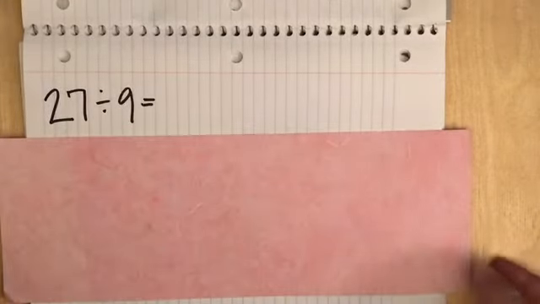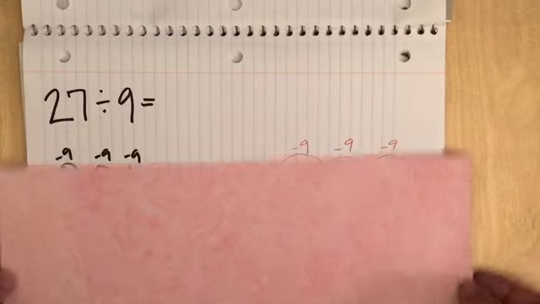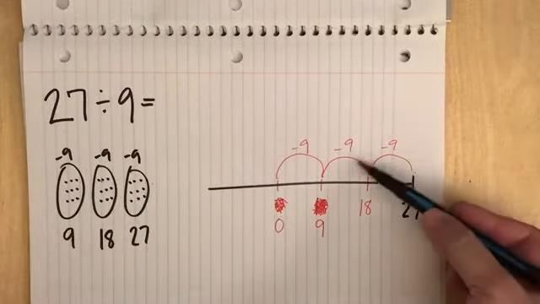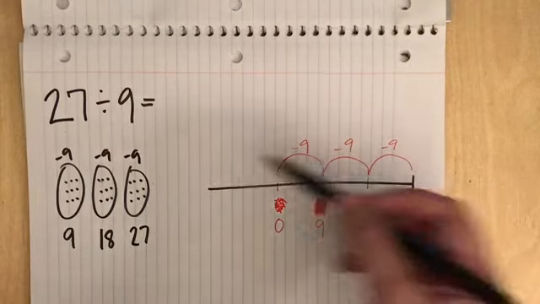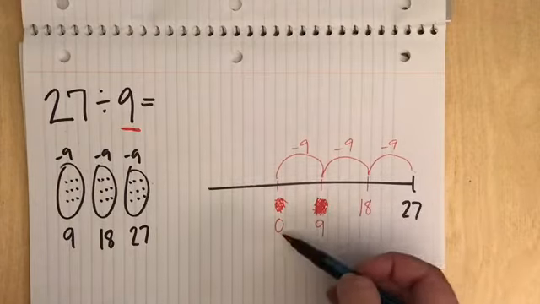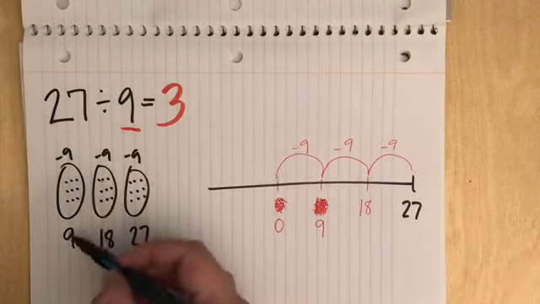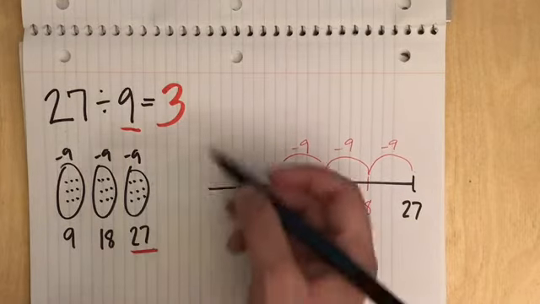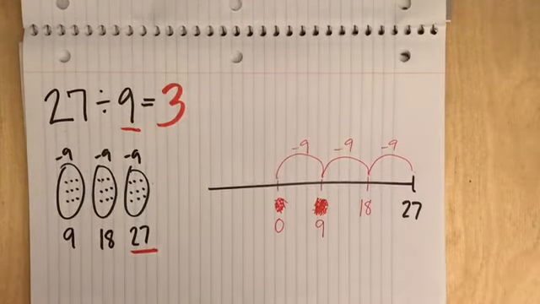I'm about to show the answer, so press pause if you need to. All right, so you should have jumped back 3 times on the number line. So you should have subtracted 9 3 times to get to 0. Or you could have made 3 groups of 9 to get to 27. So that is your answer.